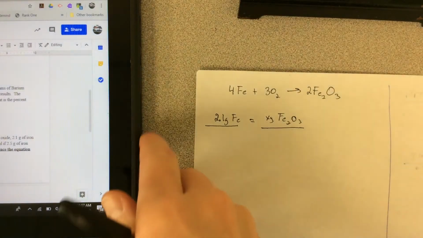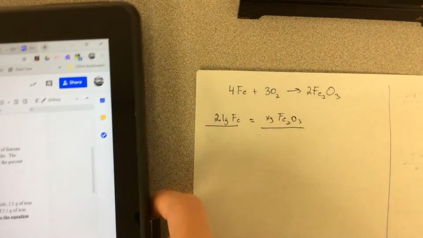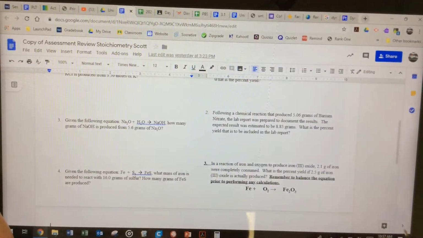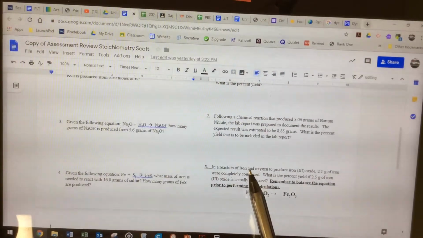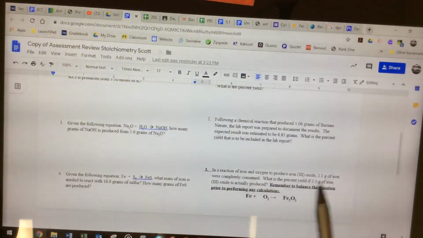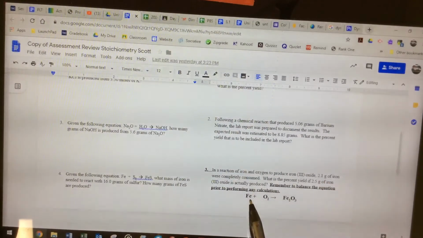All right, guys, here's the last question. This is better to do on a different sheet of paper until I have more space. It's talking about a reaction that has iron and oxygen making iron oxide, which is also called rust. So we have a number here: 2.1 grams of iron were completely consumed.